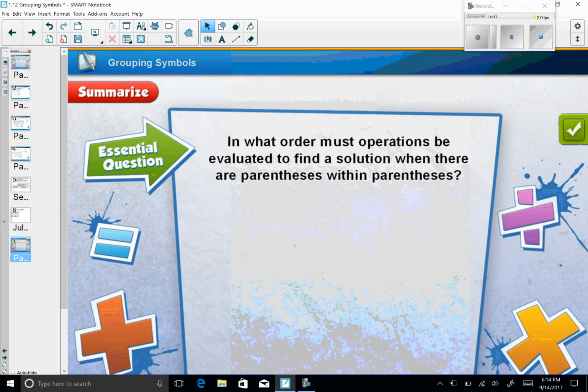Finally, you're going to copy down our essential question: in what order must operations be evaluated to find a solution when there are parentheses within parentheses? Remember, this response should be written in complete sentences in a paragraph form, and it should summarize the lesson that we have discussed. So, for example, I should see how parentheses are included, brackets we discussed, and we also discussed braces. You need to use these 3 vocabulary words and explain how they are used when solving with the order of operations. I look forward to discussing this with you in class.